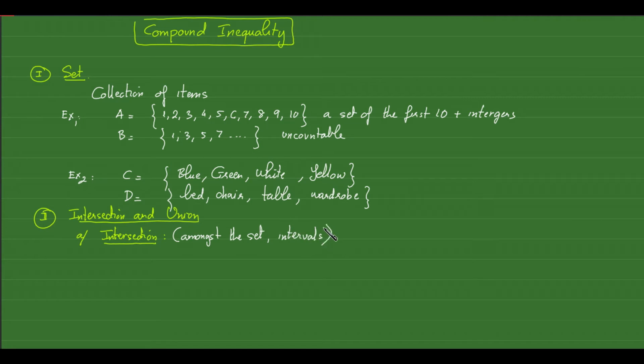But what is intersection? And what is the notation for intersection? Intersection means that we try to find the part that is in common. So intersection means finding the parts that share in common.